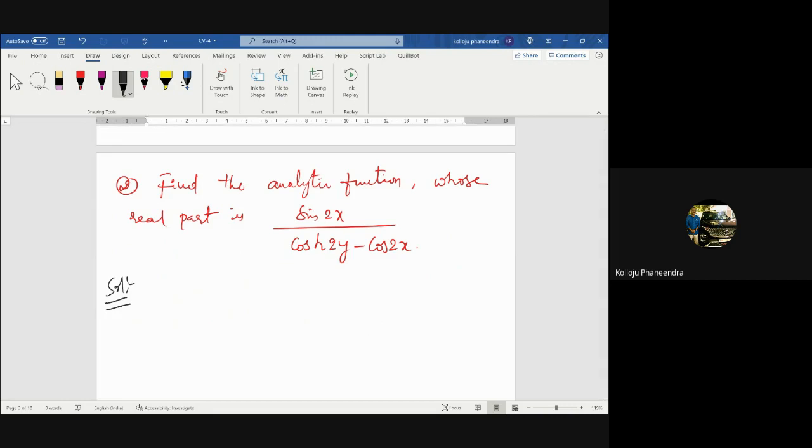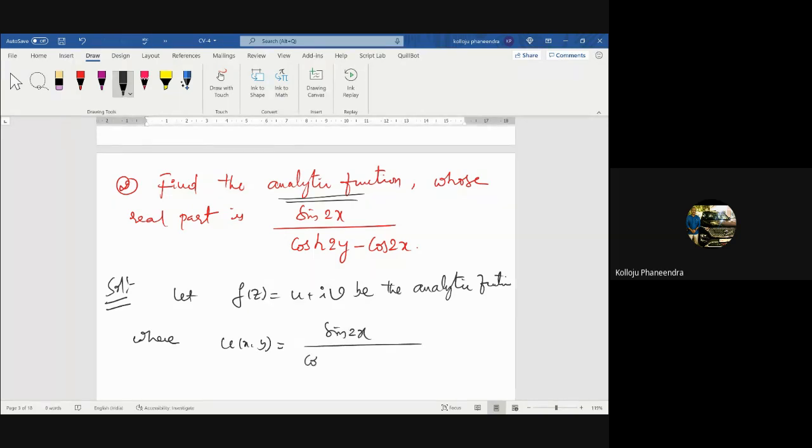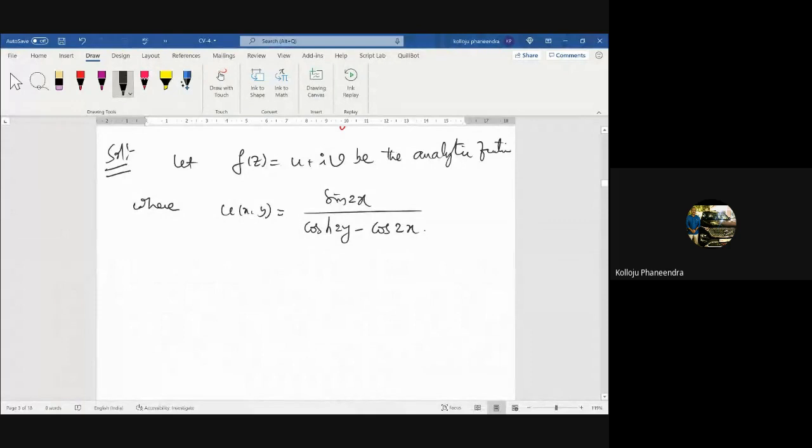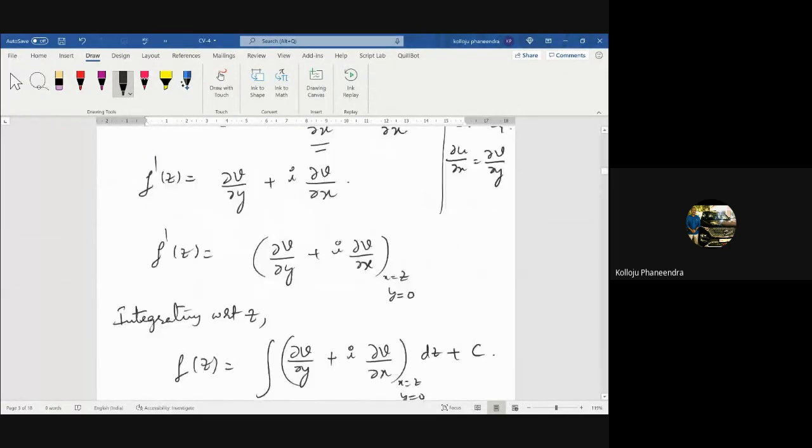Here, the find the analytic function is given. So let f of z equal to u plus iv be the analytic function, where the real part is given. This is sine 2x whole by cosh 2y minus cosine 2x. What is the procedure? I told you already. If you don't remember the formula, then you can apply this. What is the simple logic here?